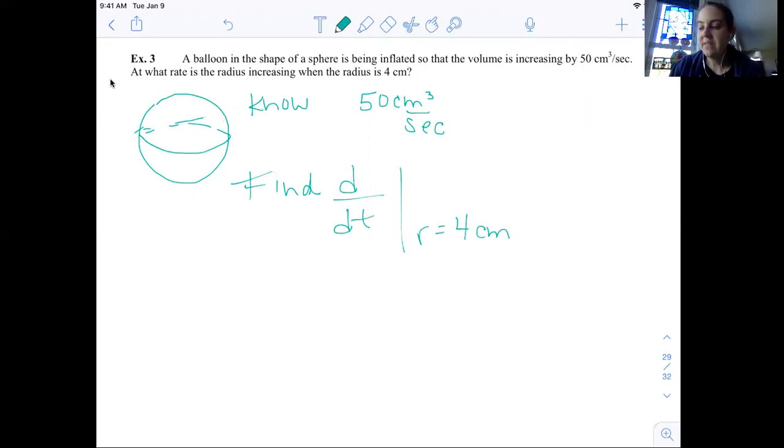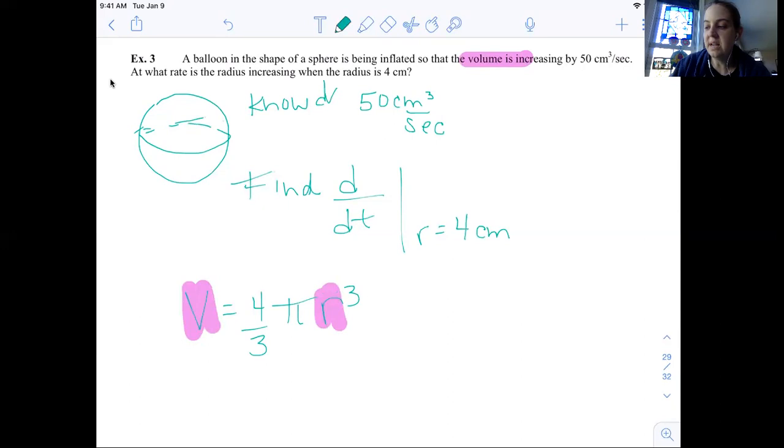We're discussing the volume of the sphere. So we need a volume equation. Volume is 4/3 pi r cubed. That's the volume equation for any sphere. So when I look in here, my variables are the volume and the radius. So those should relate back to the rates that you know. So we know dV/dt, the change in the volume with respect to time. We want to find dr/dt, the rate of change of the radius with respect to time.